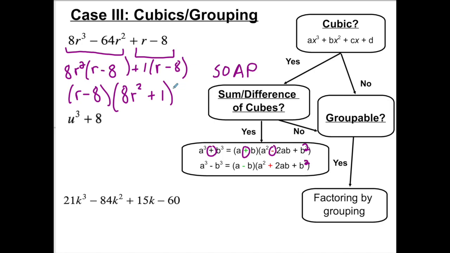Remember, you group them up, you look for the GCF, and you group them so that when that GCF is removed, the things in parentheses are exactly the same. Then you factor out that thing in parentheses, and you write whatever those two remaining pieces are. So in this case, 8r squared plus 1.